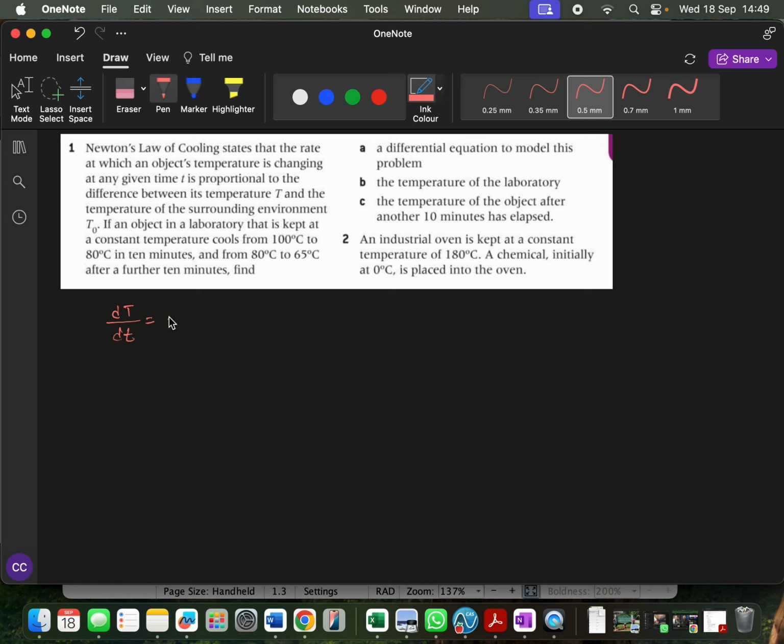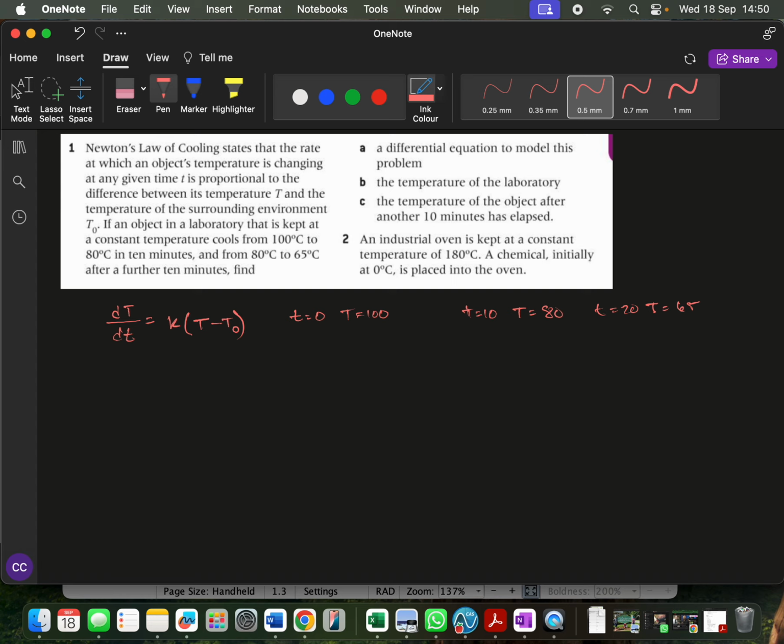All right, anytime something's proportional, we have to have a constant of proportionality. So the difference between its temperature and the surrounding temperature. Okay, object, so when t is 0, the temperature is 100. When t is 10, the temperature is 80. And when t is 20, the temperature is 65. All right, got that down.